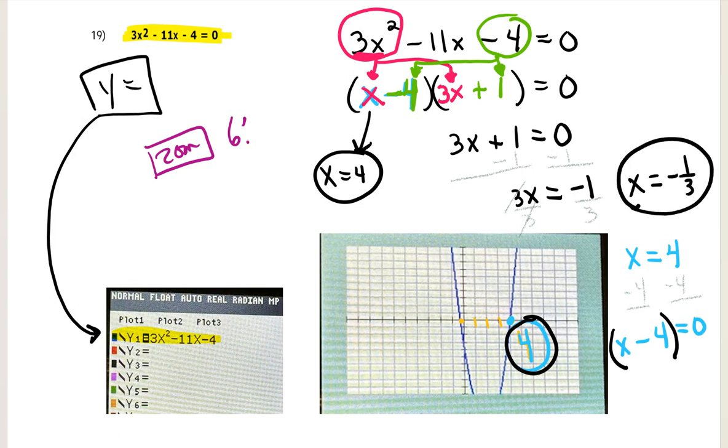That's my other answer. And if you come back and look at the graph, it's between negative 1 and 0, and you're just like, right there. So negative 1/3 sounds about right to me. So those are my answers: x is equal to 4 and x is equal to negative 1/3.